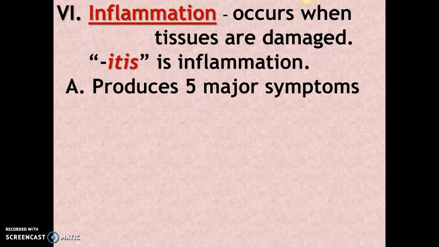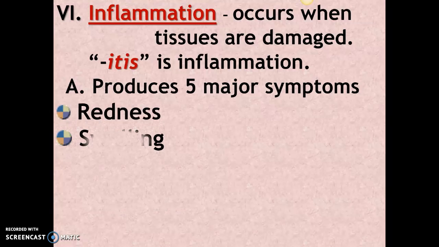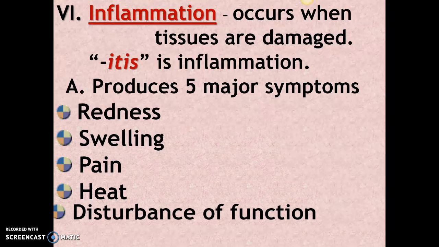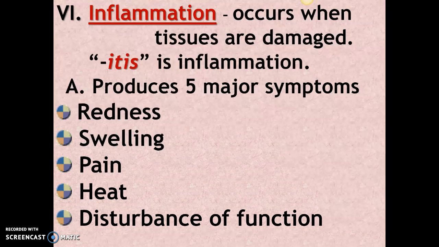So itis is the suffix referred to for inflammation. If you have tonsillitis, it's inflammation of your tonsils. If you have hepatitis, it's inflammation of your hepato or liver. If you have appendicitis, inflammation of your appendix. So 5 major symptoms with inflammation are the redness, the swelling, the pain, the heat, you can actually feel heat, and disturbance of function. You don't really function as well when you're inflamed.